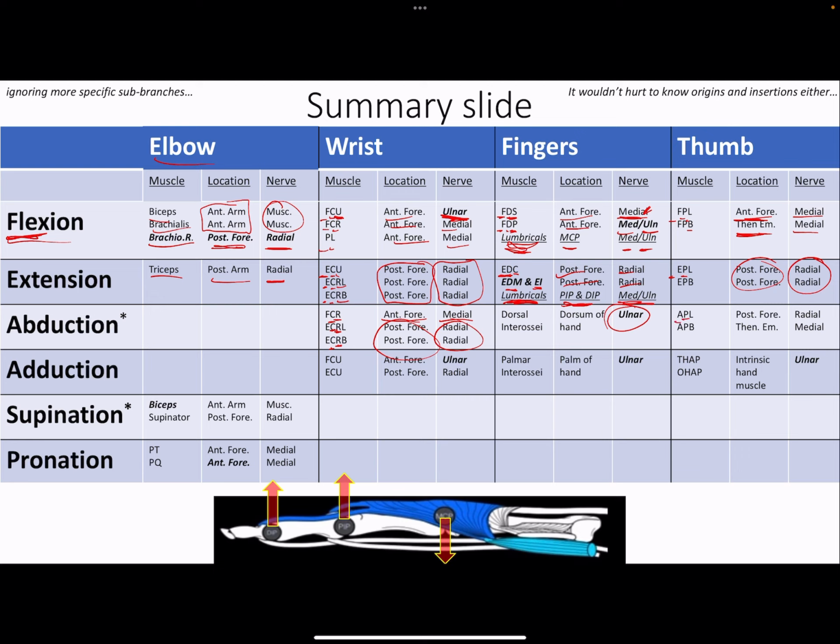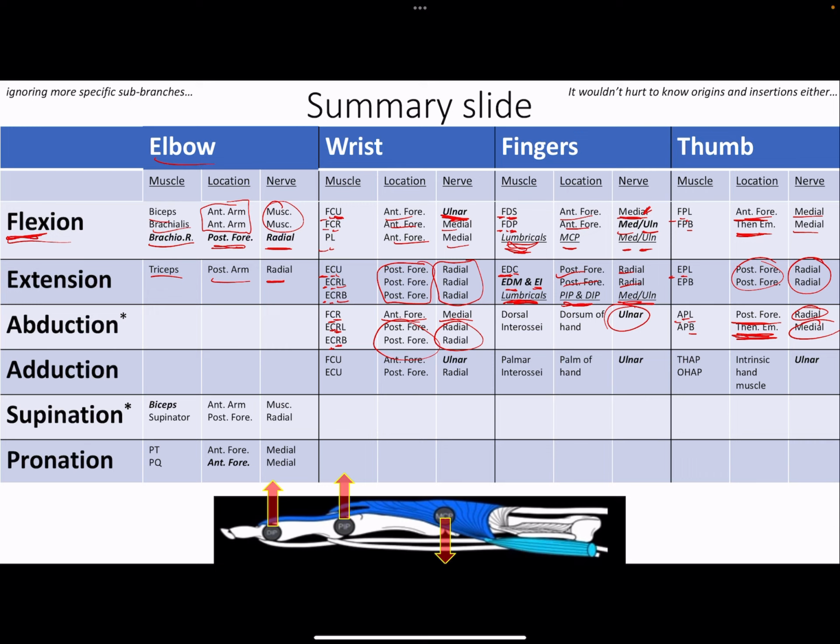Abduct pollicis, I don't care if it's longus or brevis, doesn't really matter. It does matter if you want to just know where they are. This one's the thenar eminence. This one's the posterior forearm. Posterior forearm is almost always radial, and thenar eminence is going to be median.